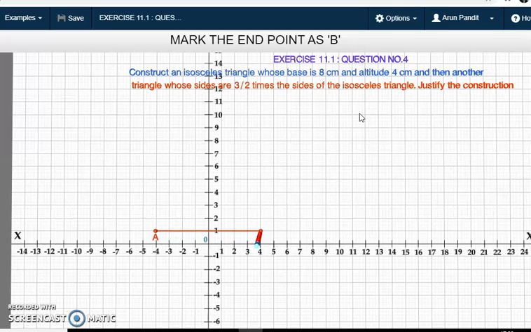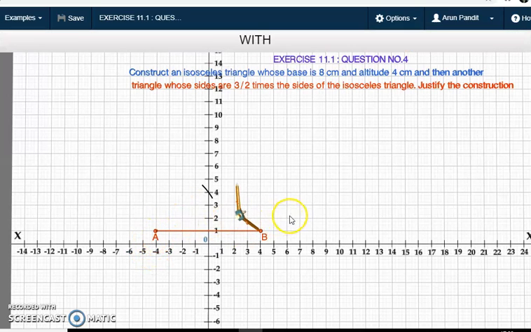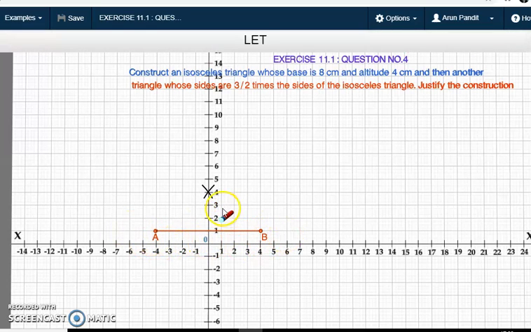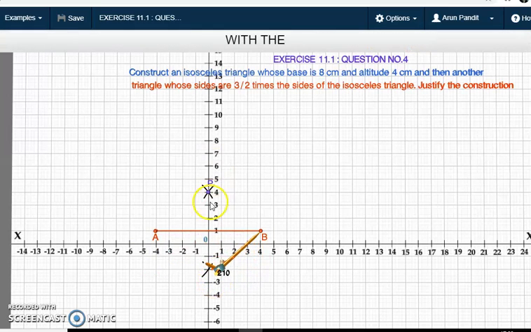Then draw the perpendicular bisector of AB. So what you need to do? Take the pointer of your compass at point A and set the other arm so that it is more than half of AB. Taking A as center and then B as center, cut an arc on either side of AB. This side also you have to cut, so you will get a pair of points of intersection of two arcs, and join these two points of intersection with the help of a scale.